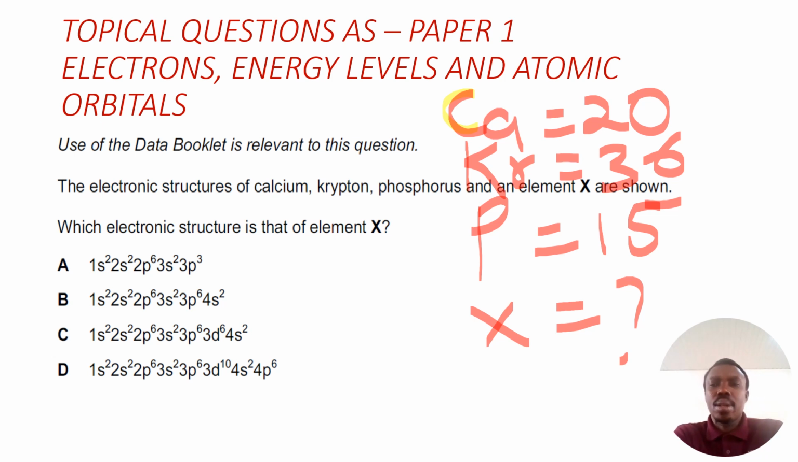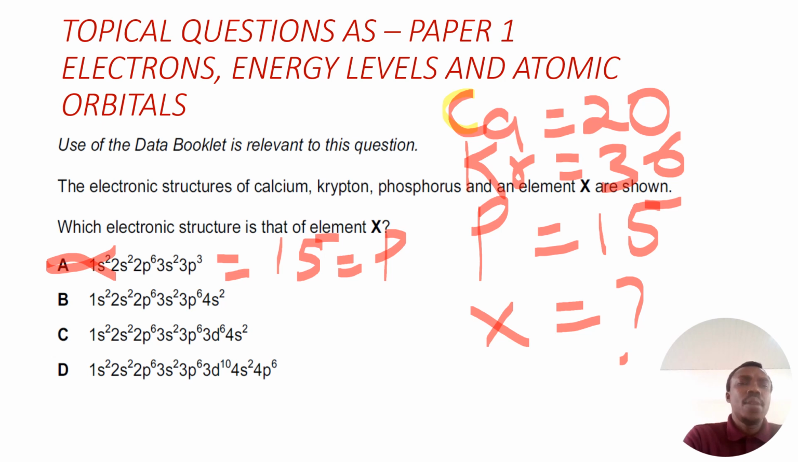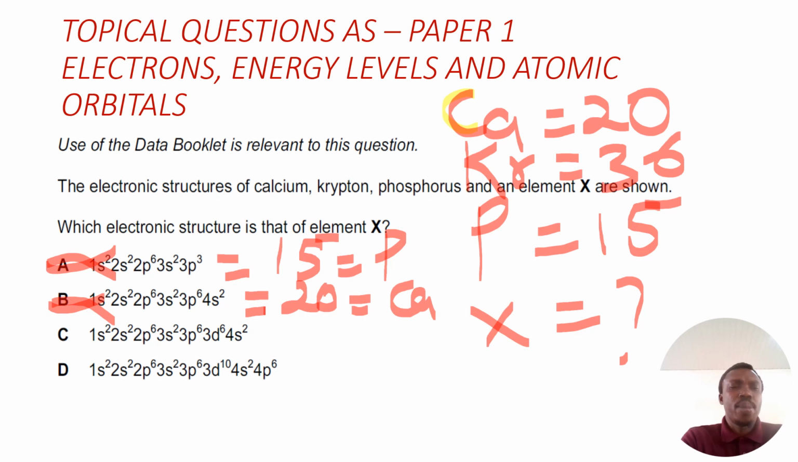So we look at the options step by step, one by one. The first one, if you look, we have 2 plus 2 is 4, 4 plus 6 is 10, 10 plus 2 is 12, 12 plus 3 is 15. So A is 15, which is phosphorus. So A is not the answer. If you look at B, B is 20, which is calcium. So B is not the answer. If you look at C, C is 10, 12, 12 plus 6 is 18, 18 plus 2 is 20, 20 plus 6 is 26.